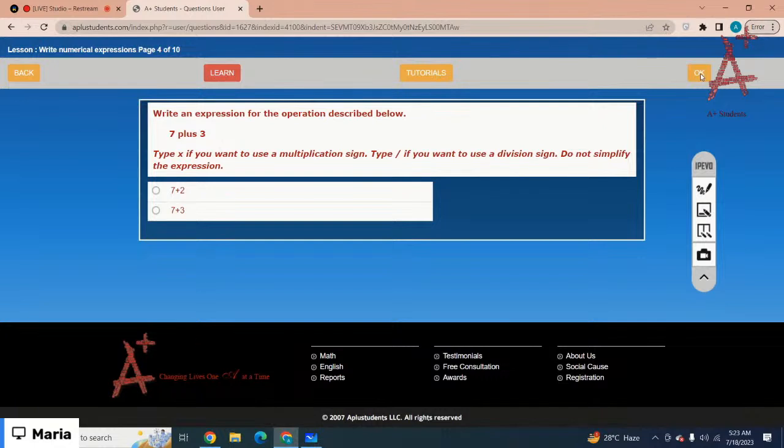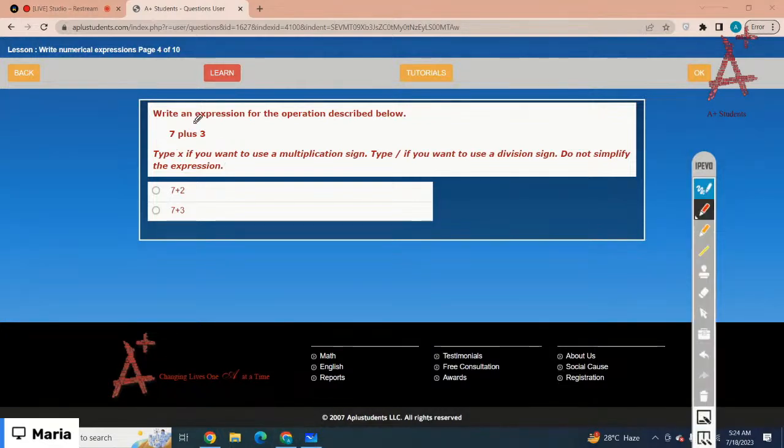Write an expression for the operation described below. 7 plus 3. So how do you write 7 plus 3? The key word here is plus. Just replace the word plus with the sign here. Basic thing here is this one. Just replace it with the sign. It would be 7 plus 3. Option 2 is the correct option. Got it?